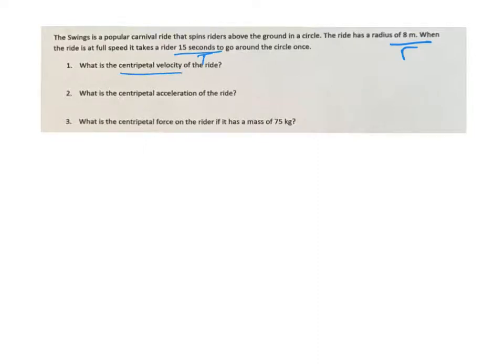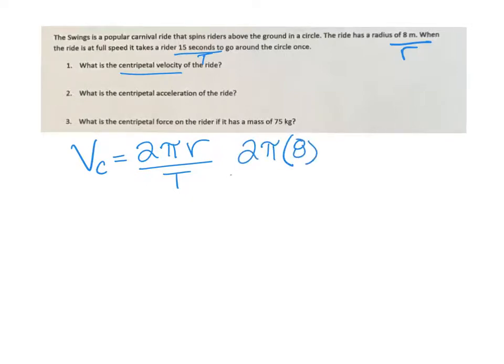So we're going to use that formula, which is centripetal velocity equals 2 pi r, which is the circumference formula, divided by the period or the time it takes it to go once around the circle. So we're going to plug in 2 pi times our radius of 8 and then divide that by the 15 seconds. And then we will simply type that in the calculator and we should end up with 3.35. And then since this is velocity, it'd be meters per second. All right, so that's number 1.